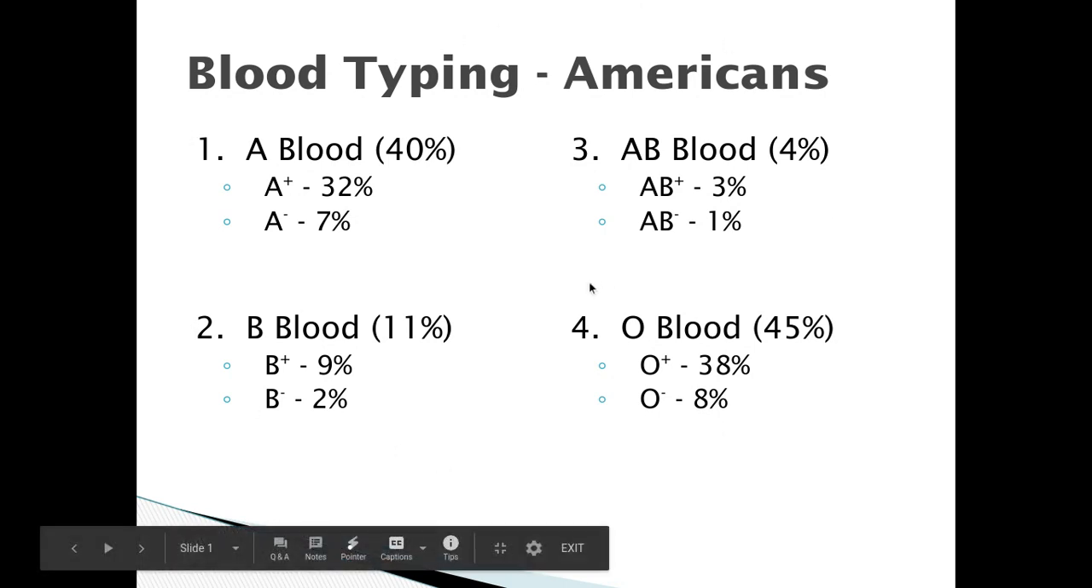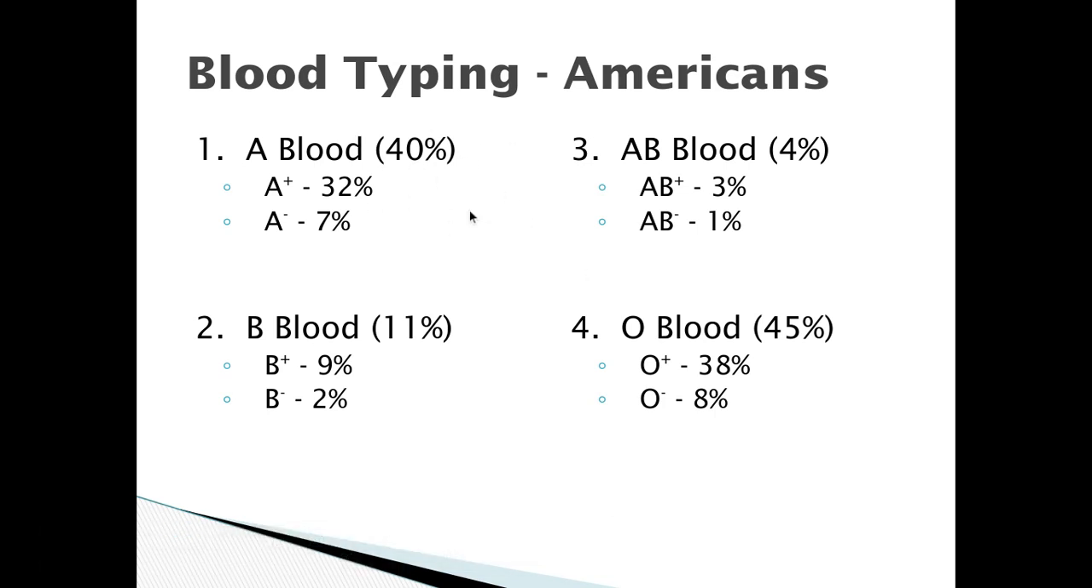When we talk about the percentage of Americans that have each, this is a little bit different maybe this year as opposed to last year. I just didn't update my numbers. So 40% of the population of Americans have A blood, 11% has B blood, 4% has AB blood, and 45% has O blood. So as you can see, O blood is the most common, and AB blood is the least common. And when you look at the differences between positive and negative, you can tell right away by these percentages that a much fewer percentage of Americans are going to have negative blood than positive blood. And part of that has to do with the inheritance patterns of blood typing.